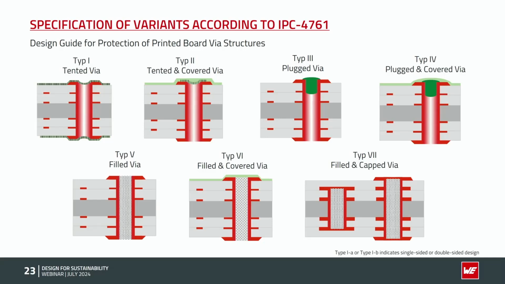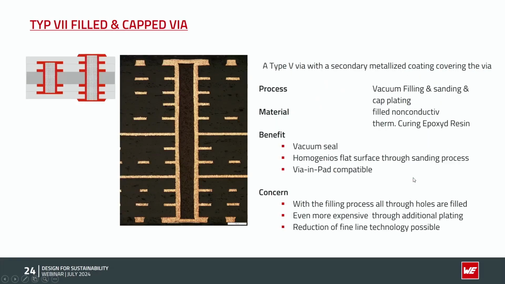So a few additional points. Sometimes via filling is necessary to make, for example, the board vacuum tight, and the IPC gives a lot of different specifications for it. I want to have a look with you at the Type 5 and Type 7 board. It's the so-called filled and capped via, where you fill the via with some resin and then for the Type 7 make a cap on it that is completely sealed, and you can put a component on top.